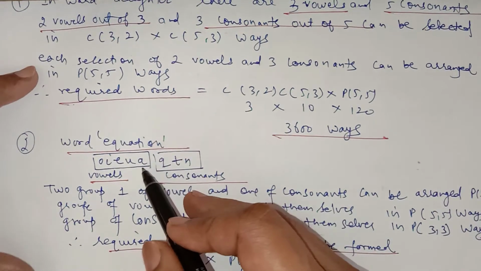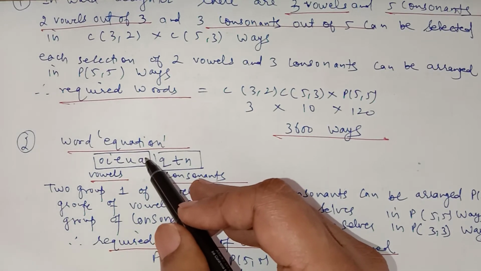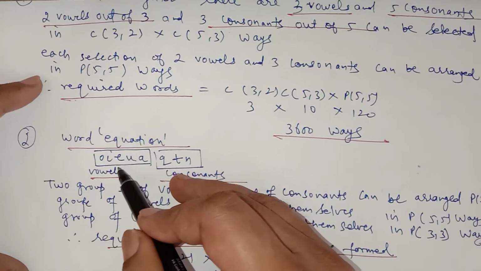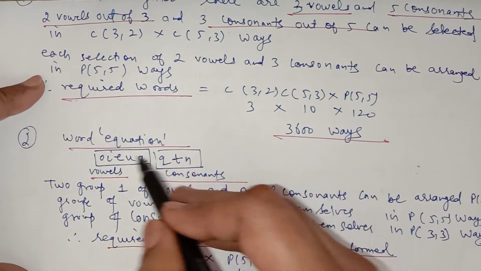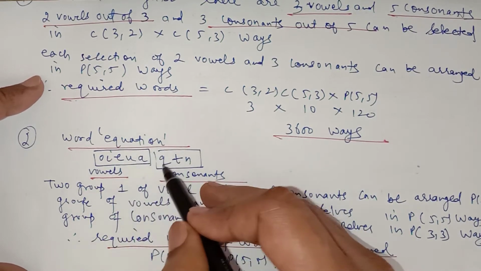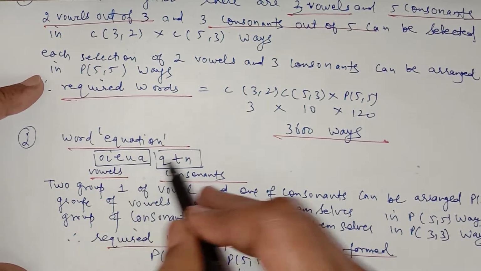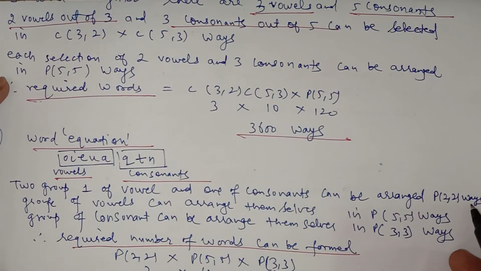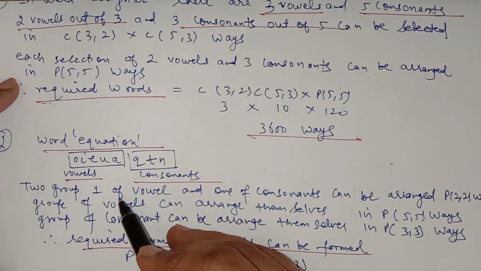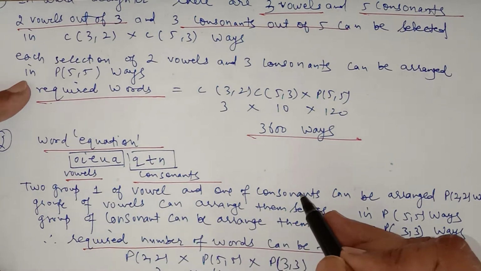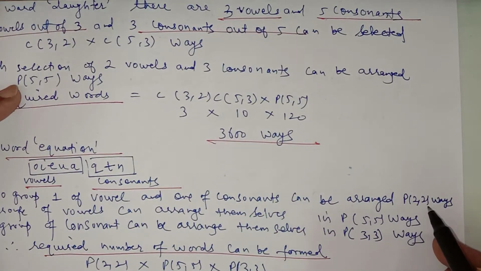Now because you have to make a word in which all vowels should be there, I've taken all vowels and all consonants together and arranged them, considering them as a single unit each. So they can be arranged themselves in a permutation of 2 ways. I have made 2 groups, one of the vowels and one of the consonants. They can be arranged in permutation of 2 ways.